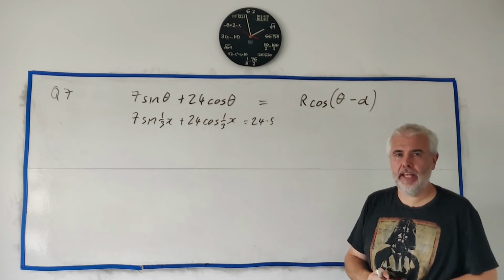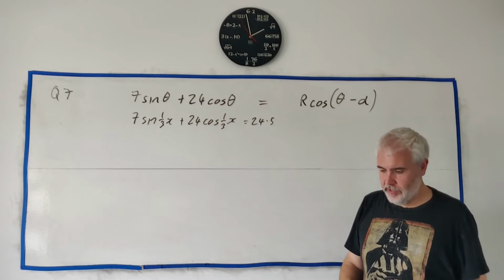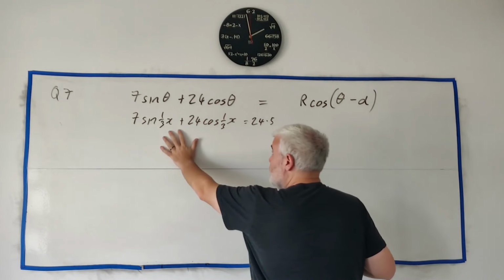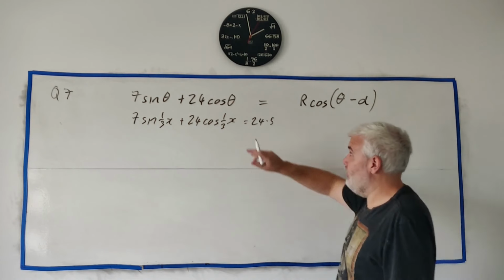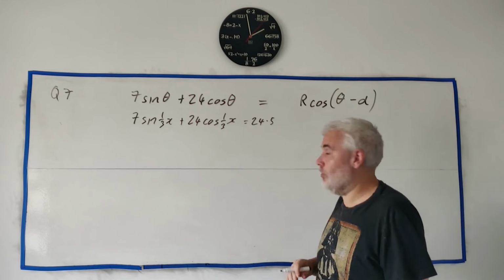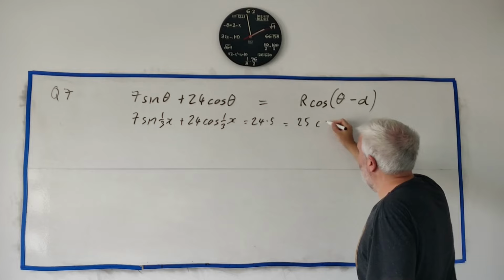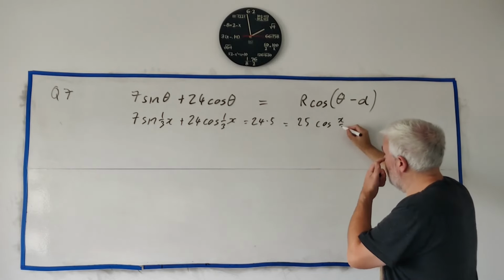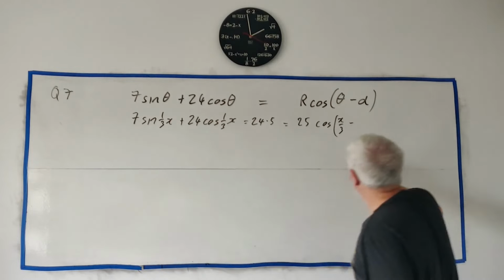Okay, in part B, they ask us to solve this equation. They say hence solve this equation. I'm really hoping you all notice that this looks very similar to up here. It's identical if you just replace theta with x over 3. That means this side, which we now know is 25, cosine theta, replace theta with x over 3 minus, and what was the number we had there?